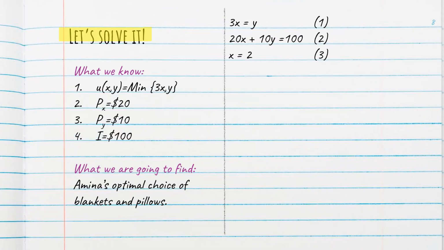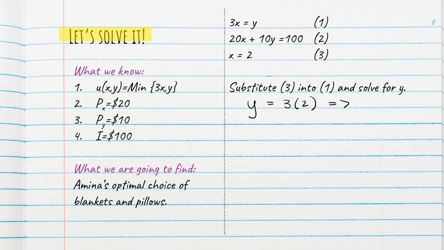At this point, we're basically done. We have used the no waste condition and the budget constraint to determine that the optimal amount of x is 2. All that's left is to take x equals 2 and plug it back into the no waste condition, equation 1, to solve for y. So y is equal to 3 times 2, which tells us that y is equal to 6.